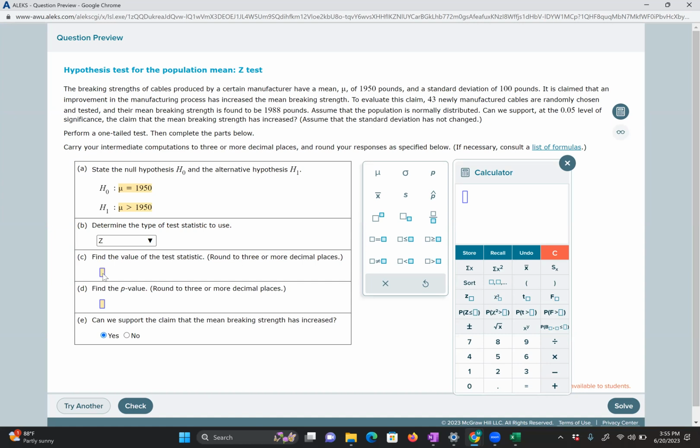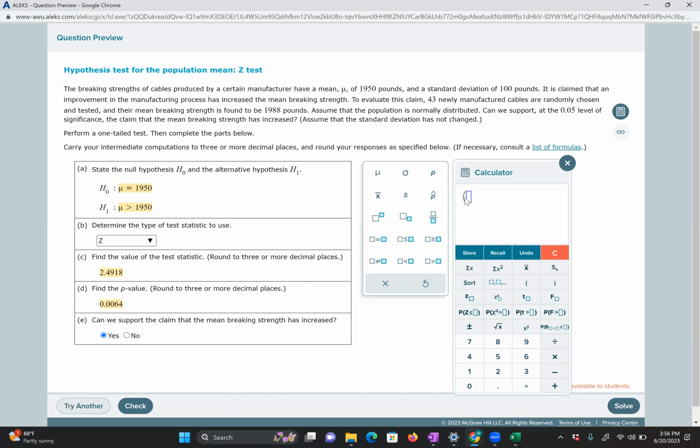So again, this was 2.4918, if you want to go all the way. And this gives you 0.0064, which is one-tailed, so you only need to worry about that. Okay, so that's that. Let's do this on the calculator.